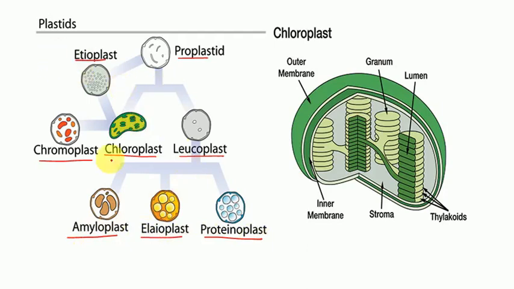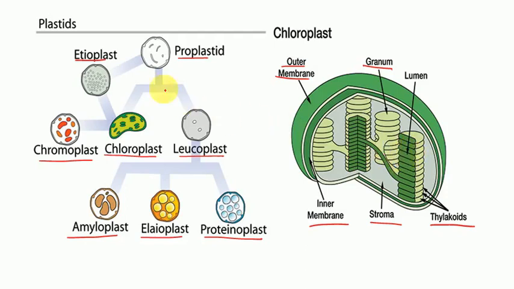And this is the enlarged picture of chloroplast. You can see the outer membrane, and after that the inner membrane. This cone-like structure is the thylakoids. This fluid part is called stroma, and this single structure is called granum. This is the lumen of this granum.